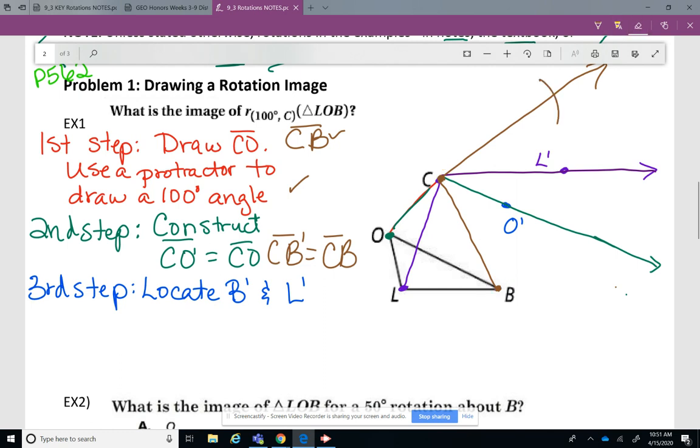Okay, I'm going to erase these stray marks real quick. I'm going to put this point here and then I'm going to erase that stray mark. And I'm going to name that B prime. So now I have located B prime and L prime. So now you're going to basically draw the triangle. So we're going to put fourth step is to draw triangle L prime, O prime, B prime.